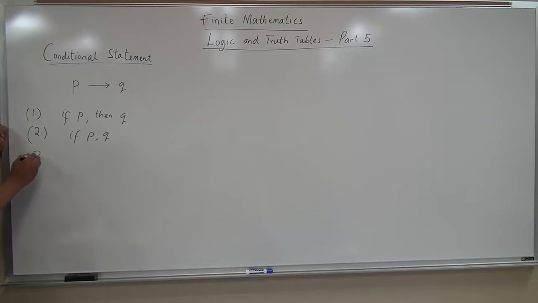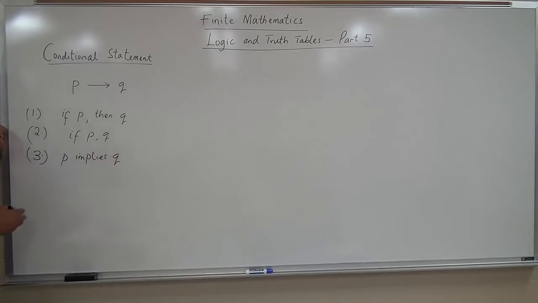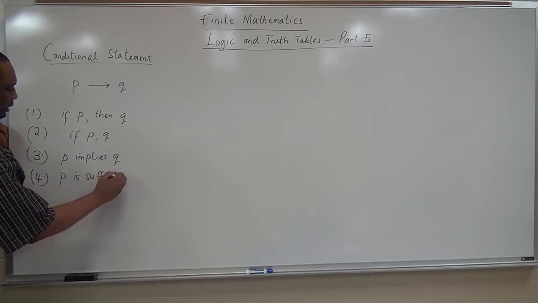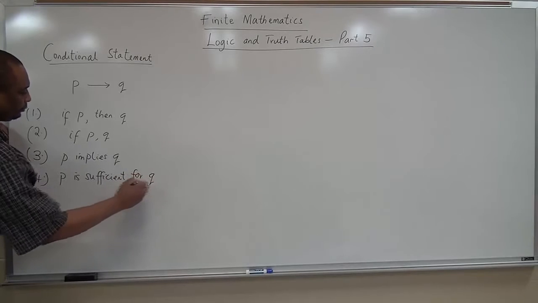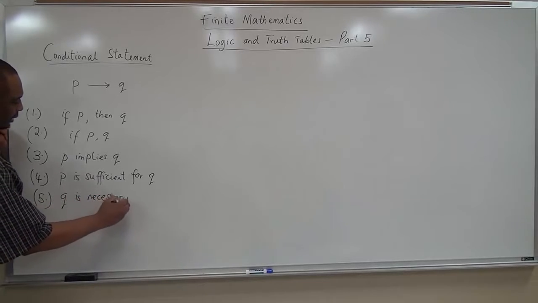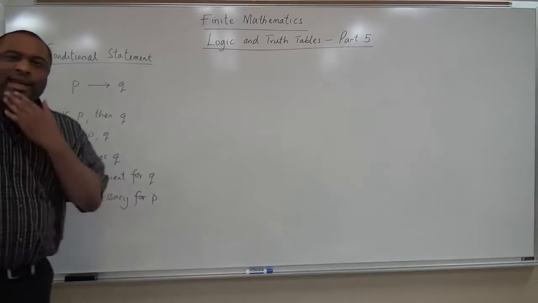write this statement is number 3, P implies Q. Number 4, P is sufficient for Q. Number 5, Q is necessary for P.